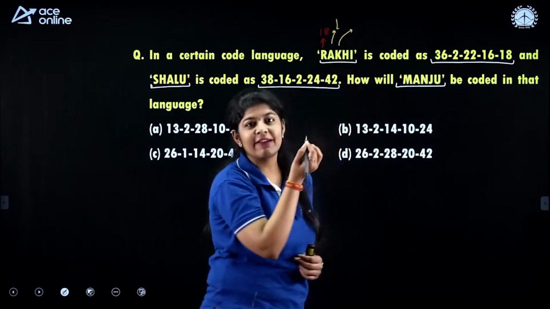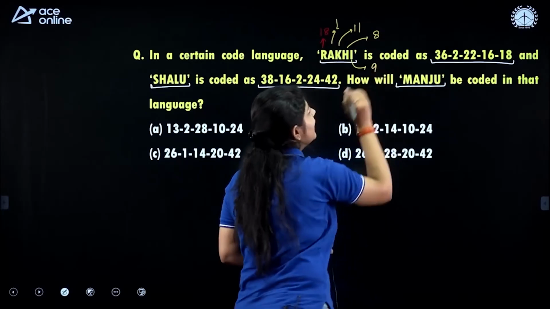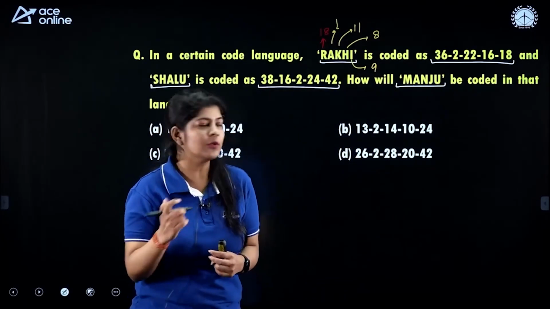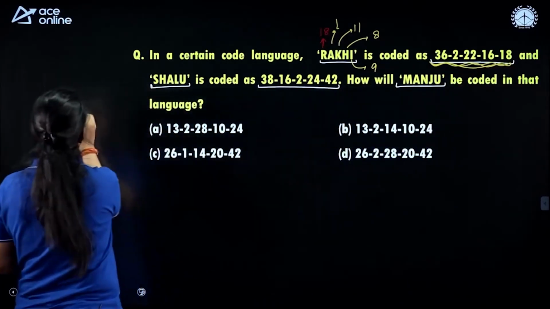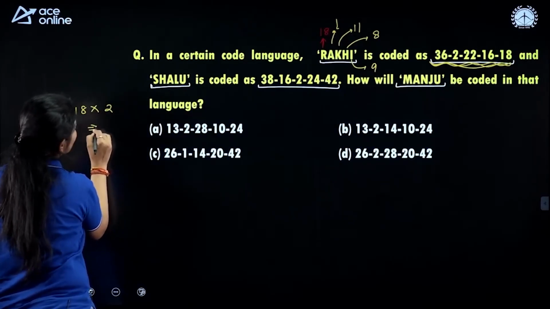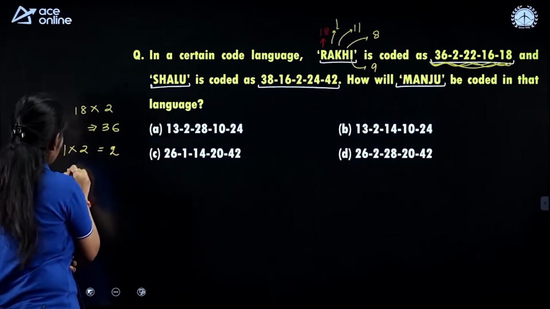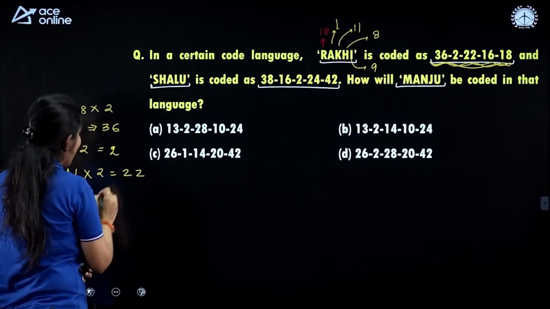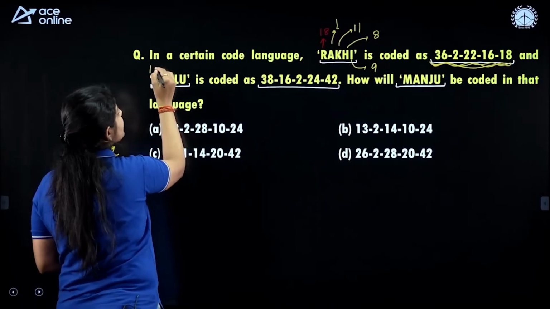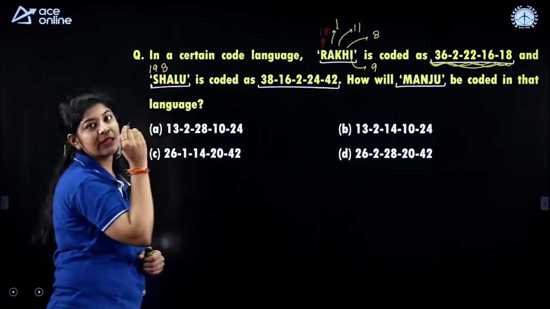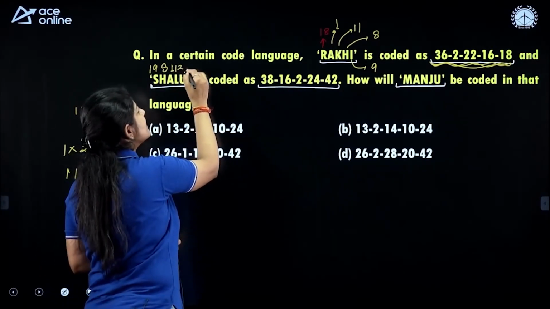K, Kings 11 Punjab, right? H is 8, I is 9. If I multiply each and every number by 2, I'll get this code. 18 into 2 is 36. 1 into 2 is 2. 11 into 2 is 22, and so on. If you check with Shalu, we have the same thing. S is associated with 19, H with 8, A with 1, L with 12, and U with 21.